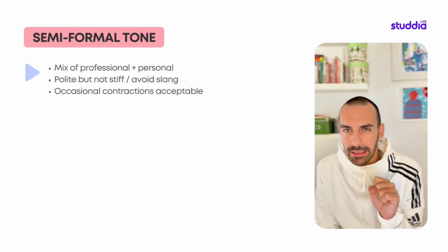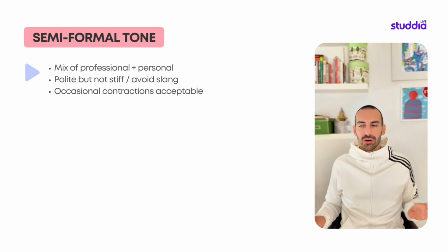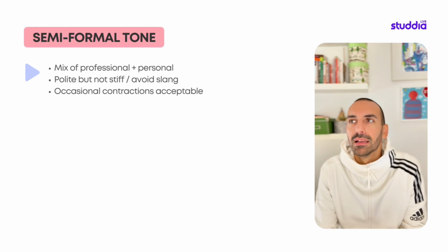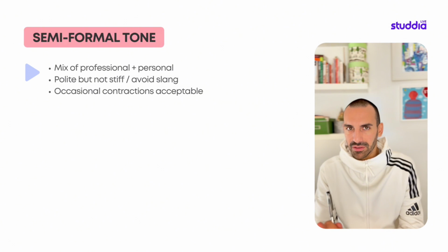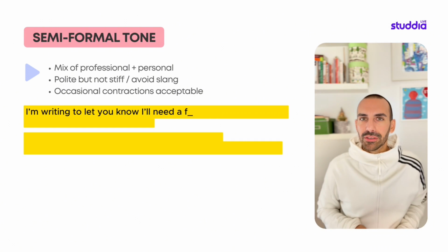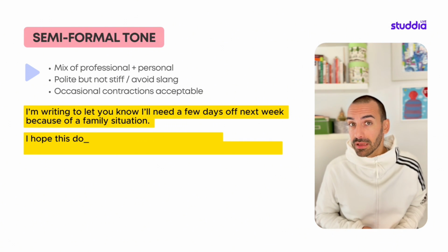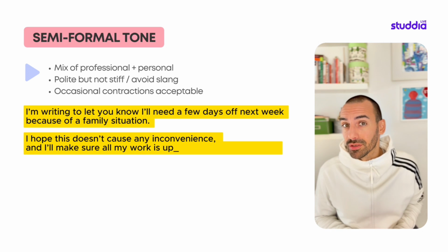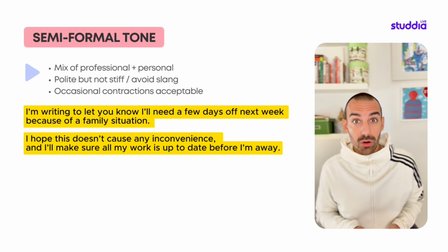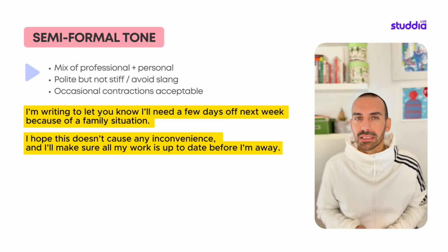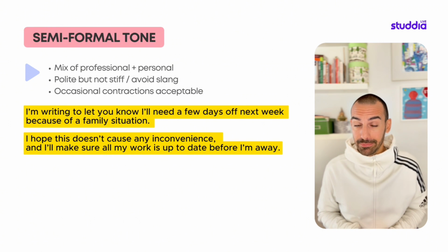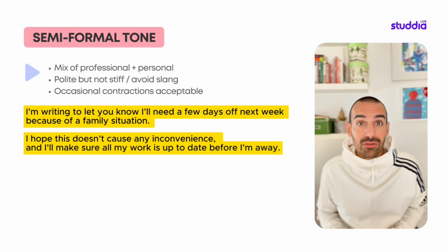Imagine you're writing to a colleague to let them know you need a few days off next week. And here's the semi-formal version, which is exactly what you should aim for. Listen to this one. I'm writing to let you know I'll need a few days off next week because of a family situation. I hope this doesn't cause any inconvenience, and I'll make sure all my work is up to date before I'm away. This is polite, this is clear, this is respectful. It's professional, but it still sounds natural.